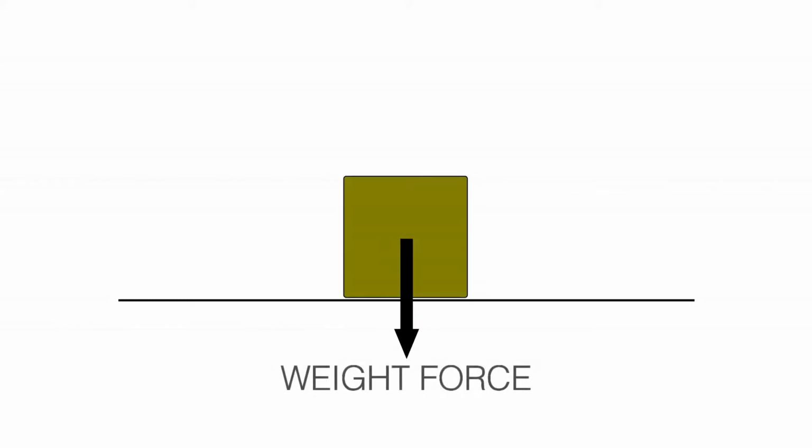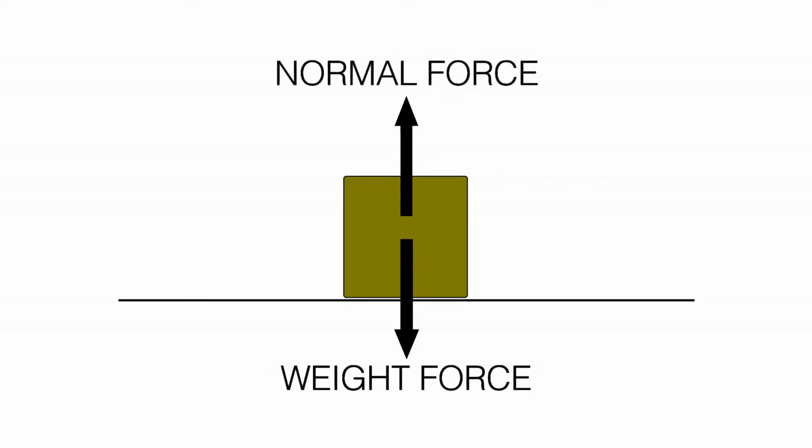Let us say on a horizontal surface there is a box, and this box is at rest, it is not moving. What forces are acting on the box? First, there is what we call a weight force, or the force of gravity. The force of gravity accelerates the box downward. Then the second force that is acting on the box is a normal force.